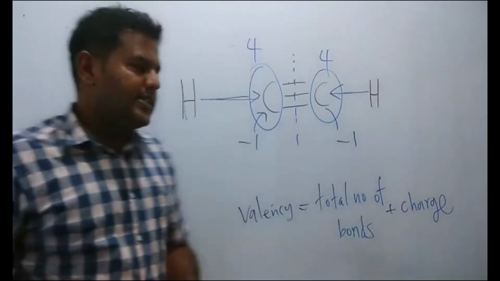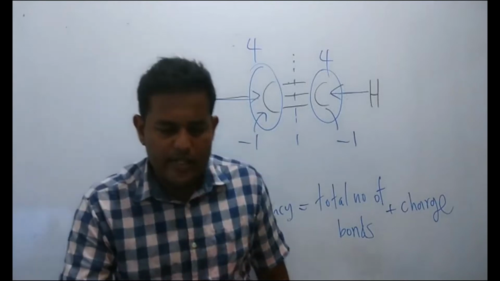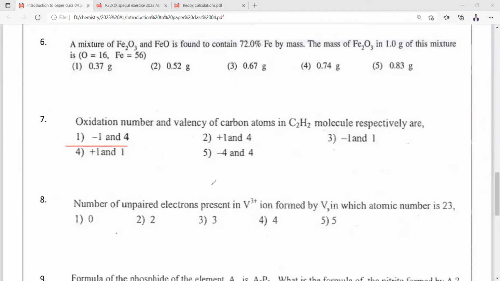I have to consider every bond. So what is the answer number? Okay. C2H2, oxidation number is -1, valency is 4, answer is 1. Answer is 1. Right, okay?